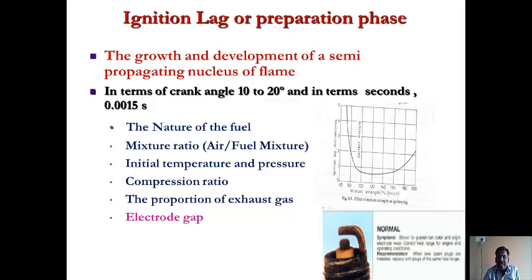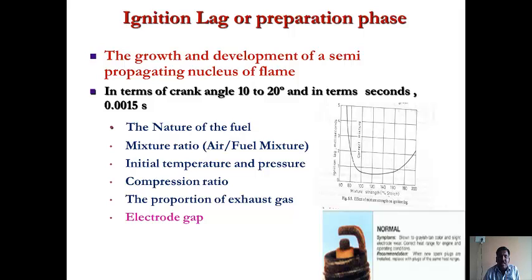It clearly indicates that when the supplied air-fuel mixture is 10 to 20 percent close to stoichiometry, then the fuel might have a short ignition lag period. If the supplied air-fuel mixture is beyond this limit, then it may increase the ignition lag period.